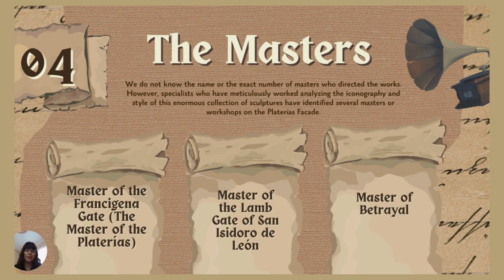Then, the masters. We don't know the number or the name of the masters who directed these works. However, we have three. Due to the iconography and the style, several masterpieces have been identified as the workshop of the Platerías facade. In this case, we have the master of the Francigena gate, the master of the Platerías, who is the principal, the master of the Lamb gate of Isidoro de León, and the master of the Betrayal.